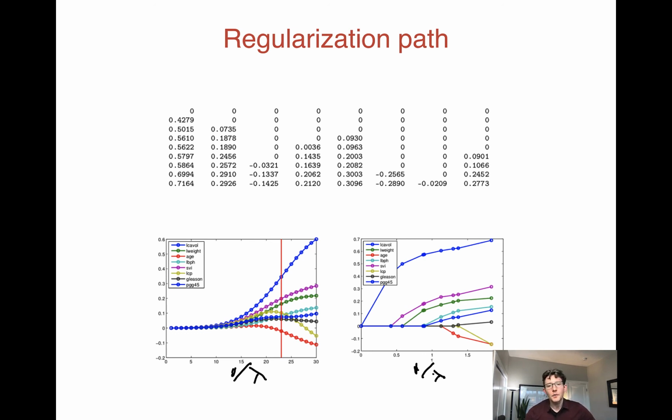For example, if we have a specific number of features we want to be able to look at in terms of our feature selection, we can just follow the regularization path until we hit that number of features. And again, we just have to run that algorithm once.